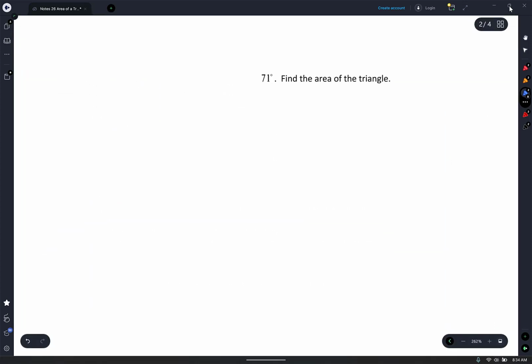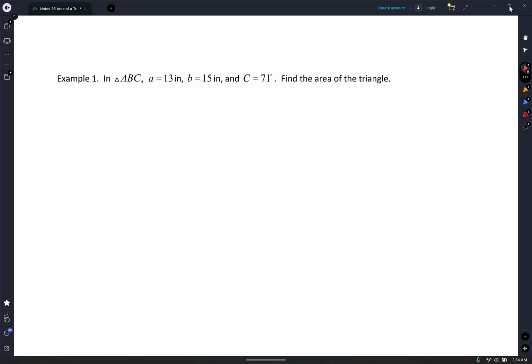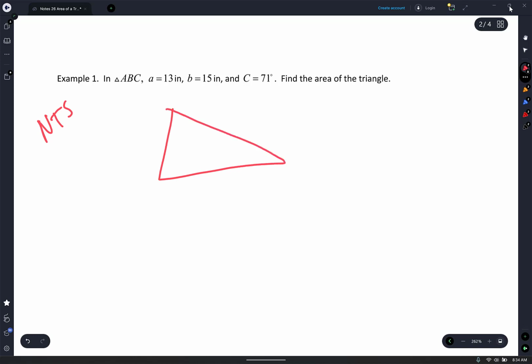In example 1, it says triangle ABC. Little a is 13. Little b is 15. Angle C is 71. Find the area of the triangle. I'm going to put NTS, not to scale. I'm going to draw a triangle: A, B, C. Little a is 13 inches, so there's my 13. Little b is 15 inches, so there's my 15. And angle C is 71 degrees.